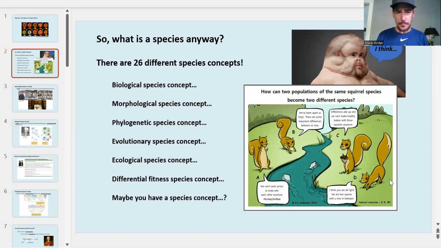But as it turns out, there are at the present time 26 different species concepts used. So these are 26 different sets of criteria used to say one species is different than another. So we have things like the biological species concept, the morphological species concept, the phylogenetic species concept, the evolutionary species concept, which has to be the right one, right? Or the ecological species concept is yet another. There's also something called the differential fitness species concept. And maybe you even have a species concept of your own.